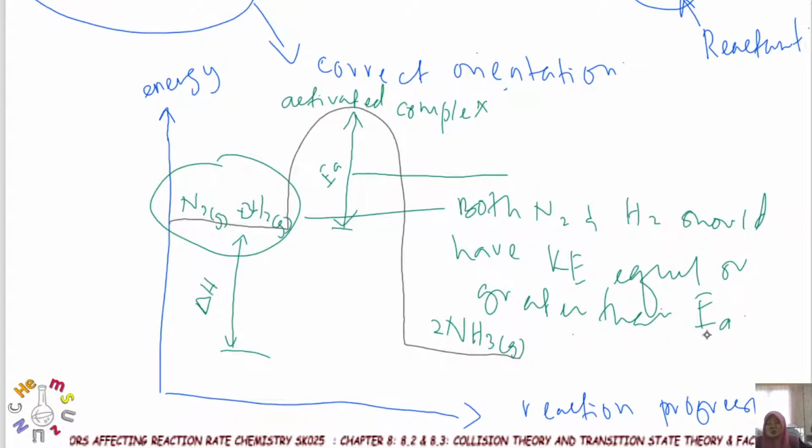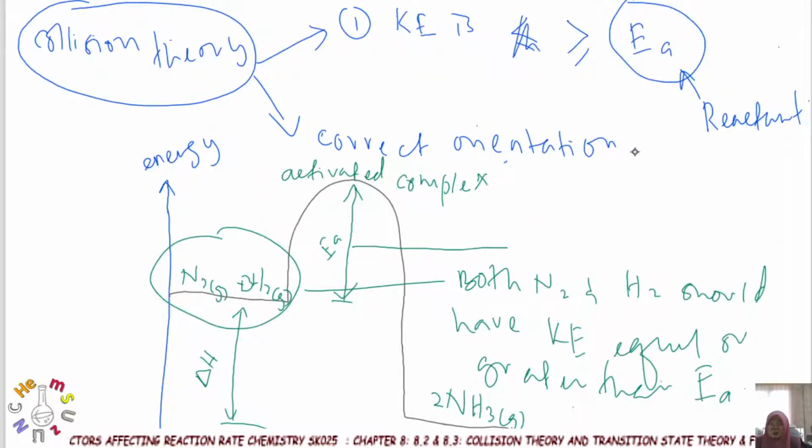Okay, lepas tu in order to form a product, dia akan ada activated complex at the maximum amount of energy, dia akan form the activated complex. Tetapi ini dari segi poin yang pertama. Dari segi poin yang kedua ni, correct orientation ni, macam mana nak terangkan dari segi correct orientation?